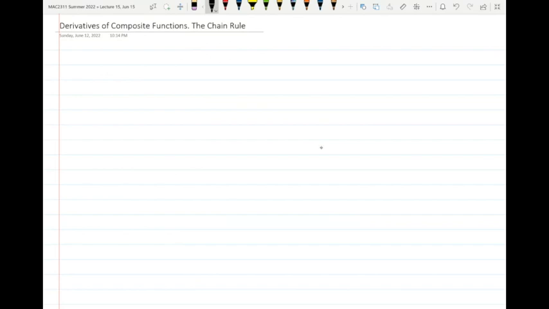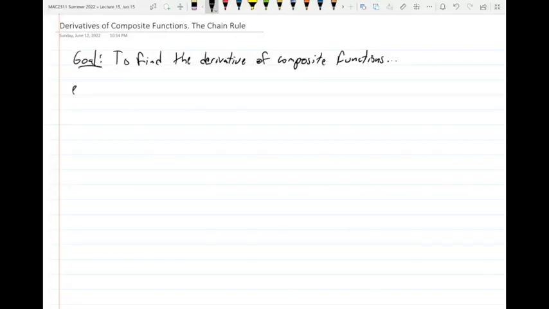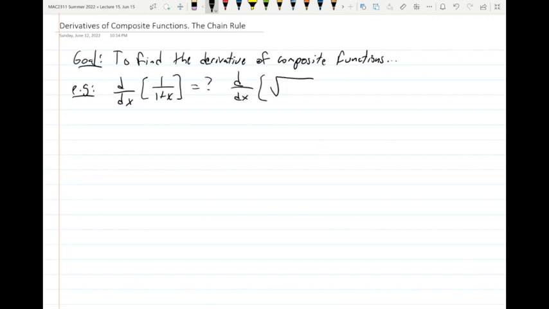So let me first say goal. The goal of this is to find derivative of composite functions. Okay, and for example, we want to find derivative of, let me write all the things that I have here. Something like this, 1 over 1 plus x. What is this? Something like the derivative of the square root of 3x squared minus x plus 1.